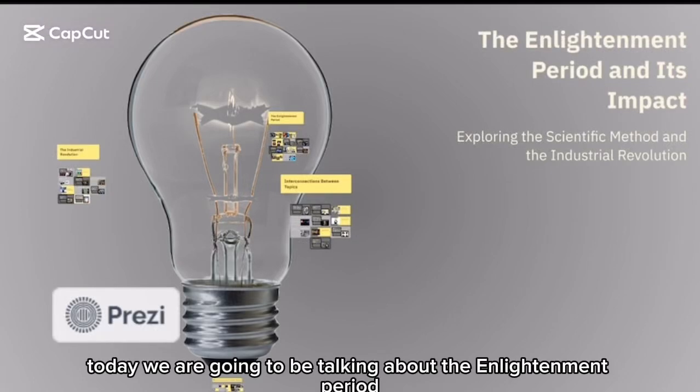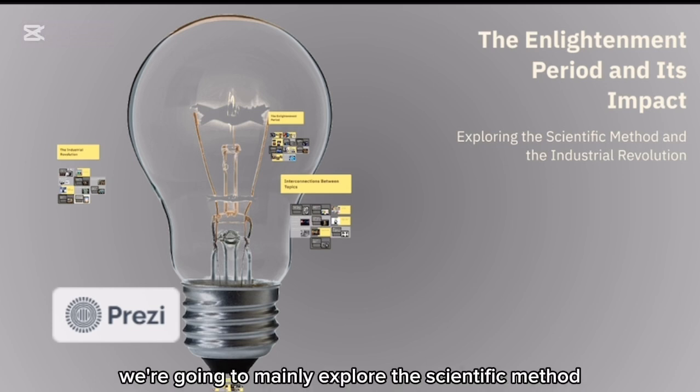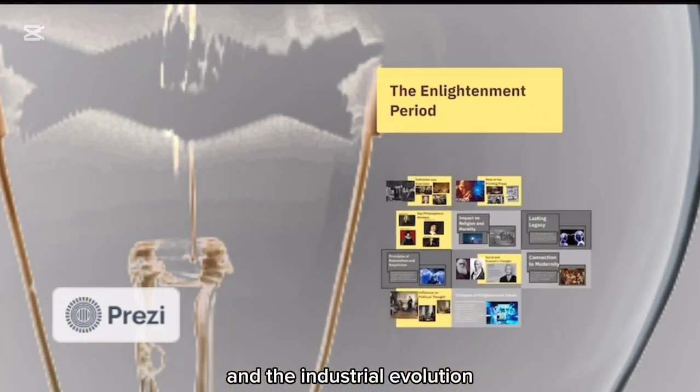Today, we are going to be talking about the Enlightenment period and the impact that it has on society. We're going to mainly explore the scientific method and the Industrial Revolution.